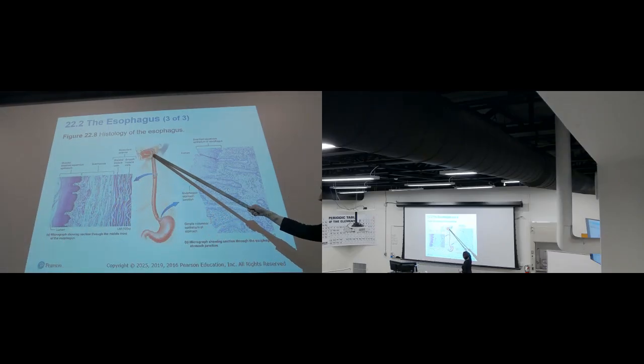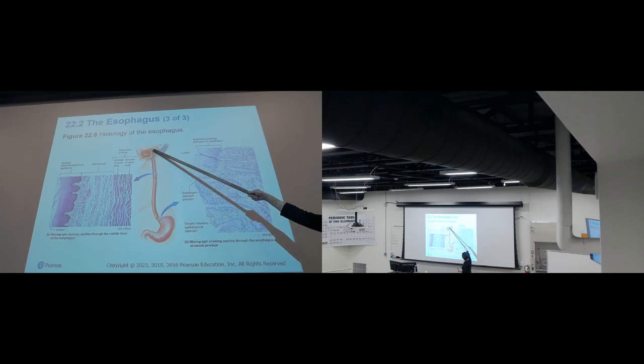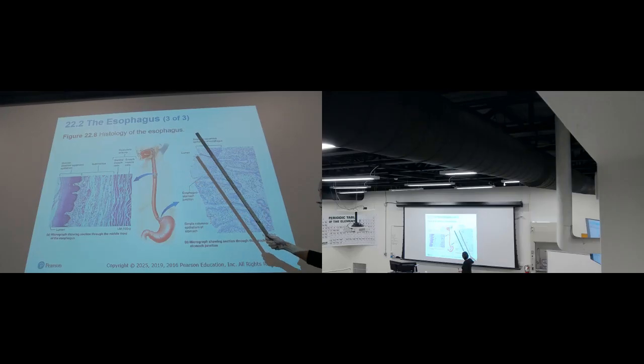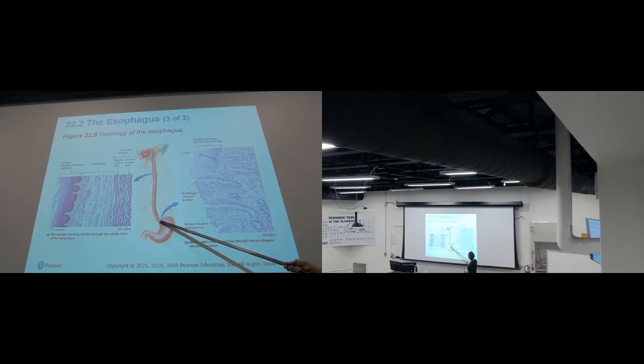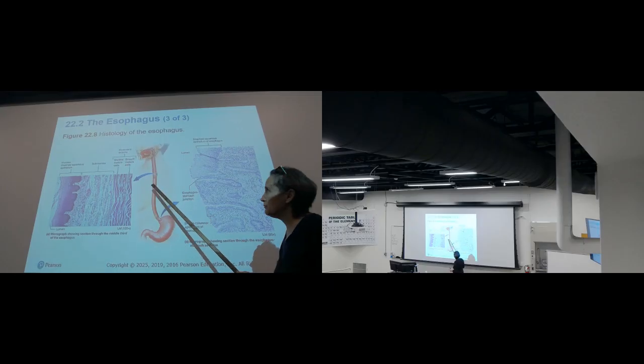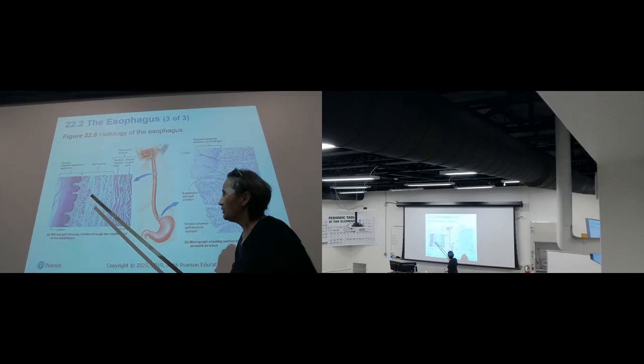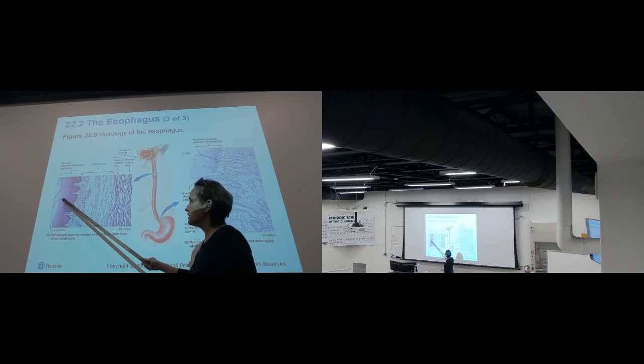So here we have, before I talk about the esophagus, the pharynx. Around here will be the nasopharynx, this will be the oropharynx, and this will be the laryngopharynx. And then we have the esophagus here. More or less here we will have the upper esophageal sphincter, and here the lower, which is also known as cardiac.